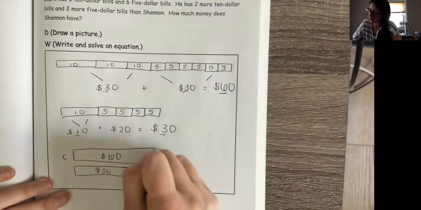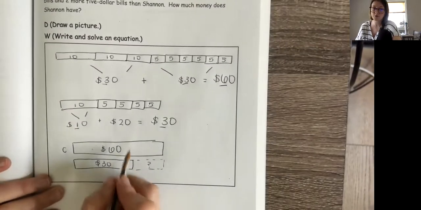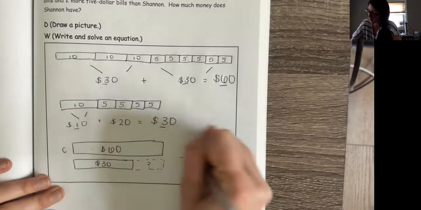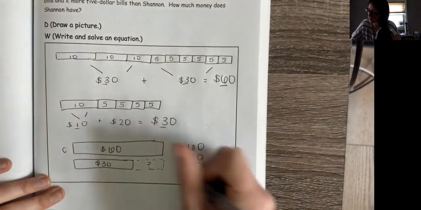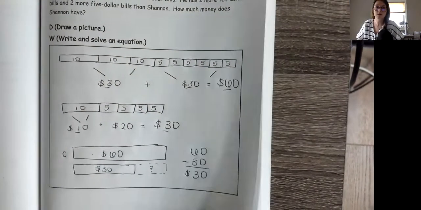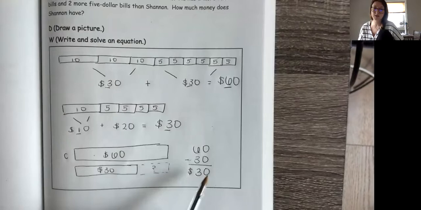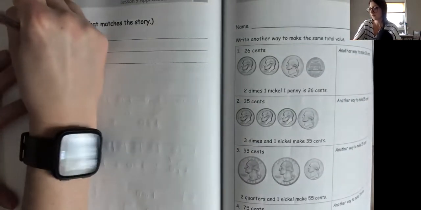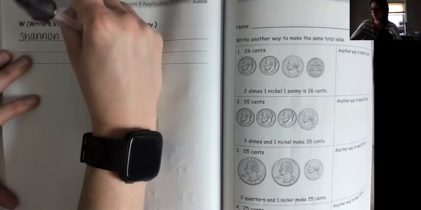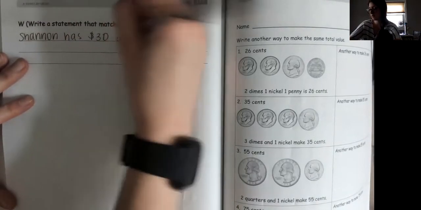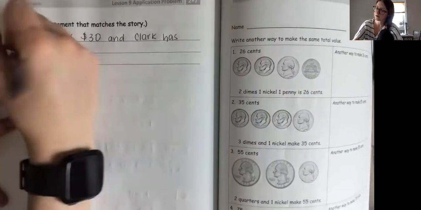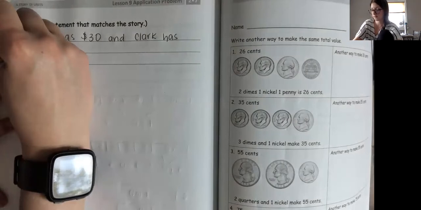So in order for me to figure it out, another way I could do it is by subtracting how much more he has than her. So 60 minus 30: 0 minus 0 is 0, 6 minus 3 is 3. So it gives me the same answer, that Clark has 30 more dollars than Shannon, so that means Shannon has $30. So on the back, I'm going to say Shannon has $30. And I don't need to include this part, but I'm going to just so that I know. And Clark has 30 more dollars than Shannon.